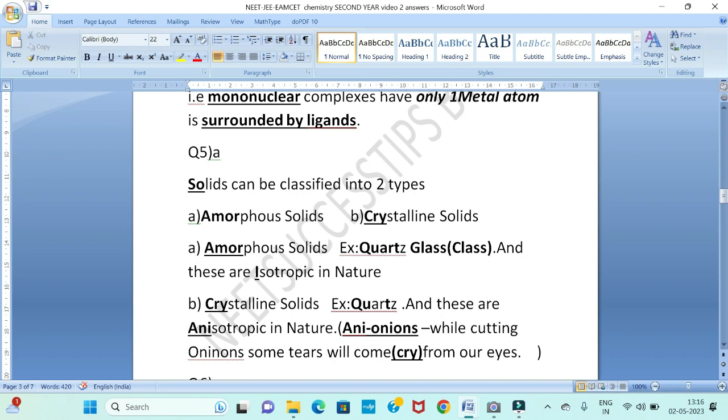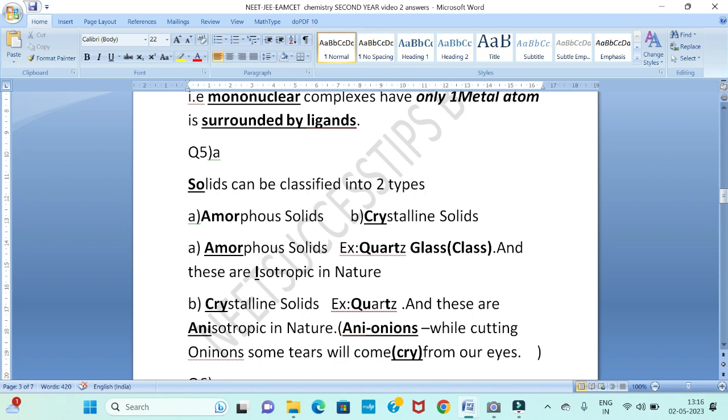Solids can be classified into two types. Solids, the hard items, can be classified into two types. One is amorphous solid, second one is crystalline solid. Okay?